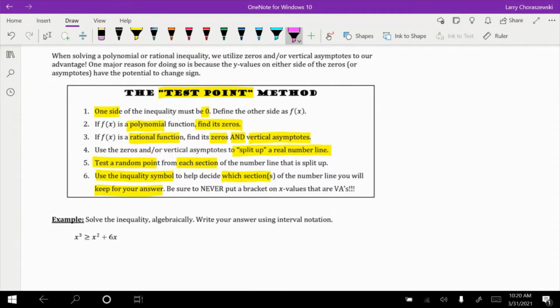Just another warning about what I was talking about on the last page: be sure to never put a bracket on x values that are vertical asymptotes. Otherwise, you'll create a Michigan pothole. I'm just kidding. Otherwise, Mario will lose a life.